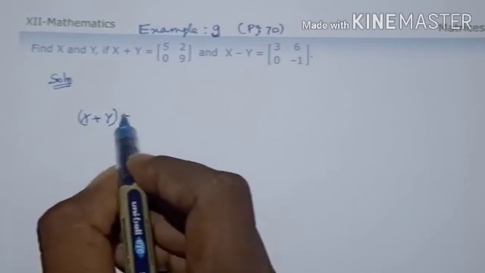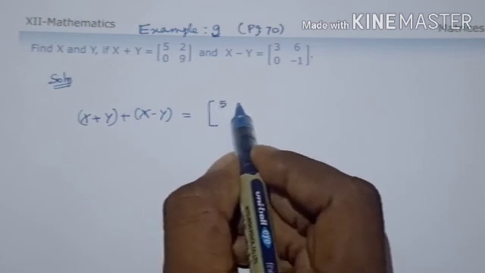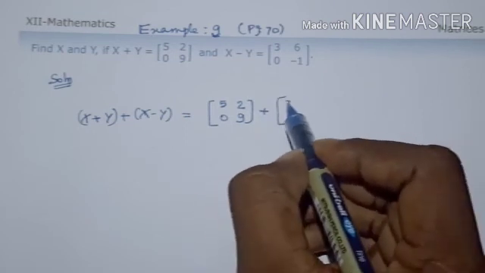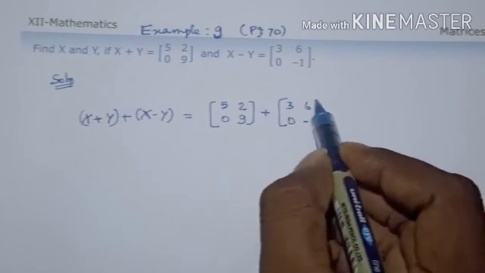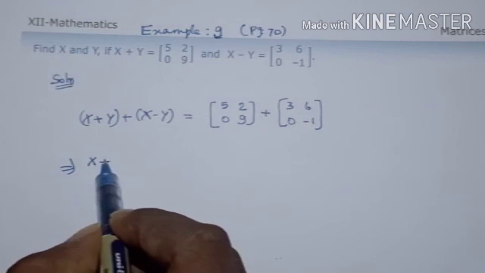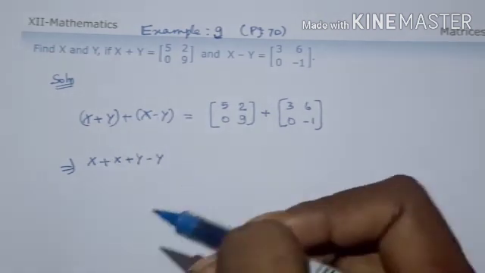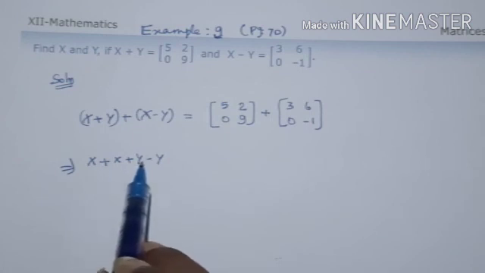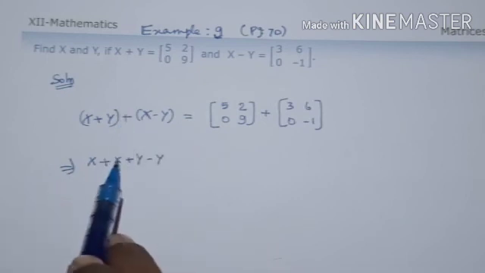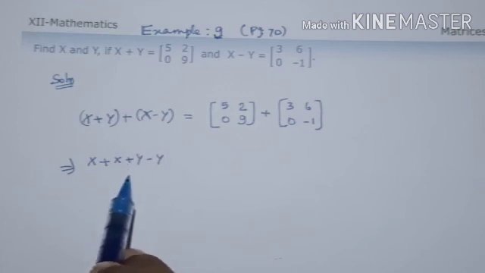When you're adding these two equations, one variable will be eliminated. That means here x plus y plus x minus y, which will give us [5 2; 0 9] plus [3 6; 0 -1], which implies x plus x plus y minus y. Here these are matrices, so we have to use the properties properly. Matrix addition is commutative, therefore this y plus x can be written as x plus y. So that's why we are writing like this. Now we can cancel this y and y.